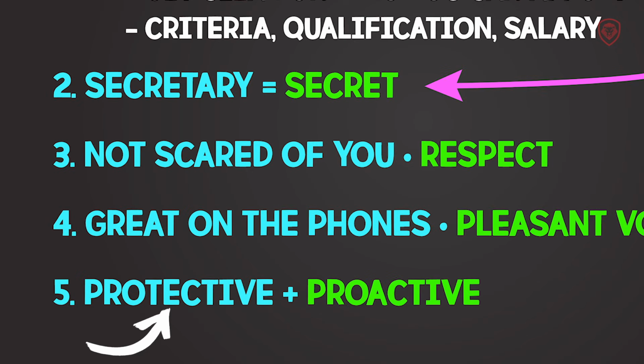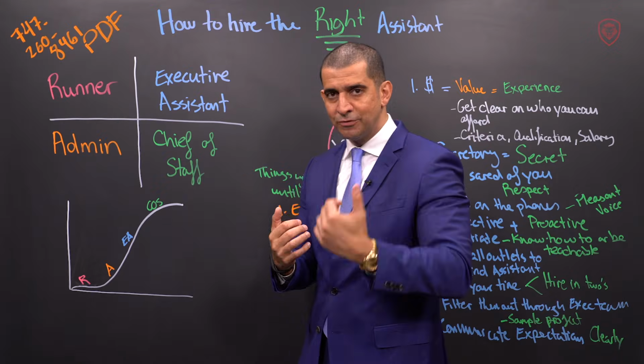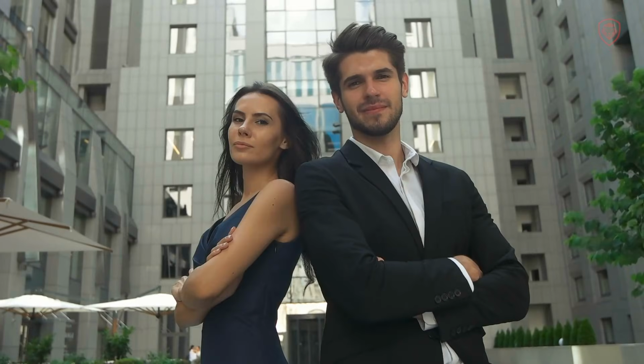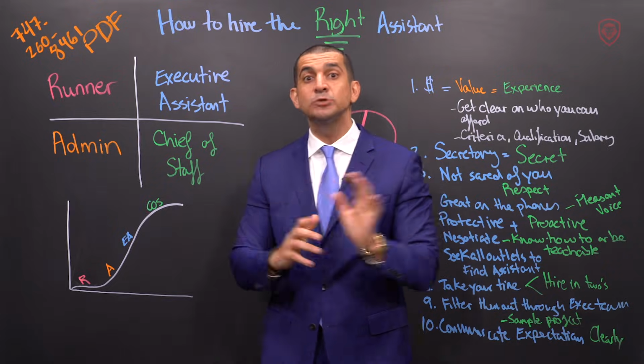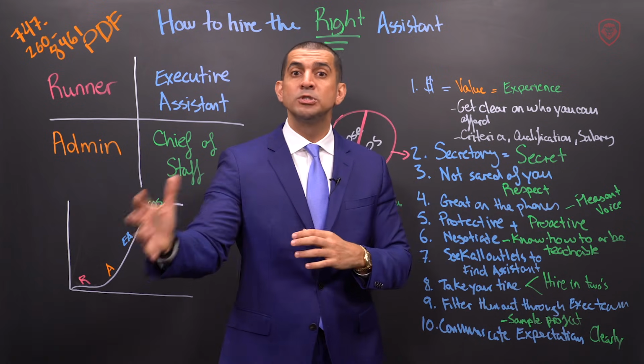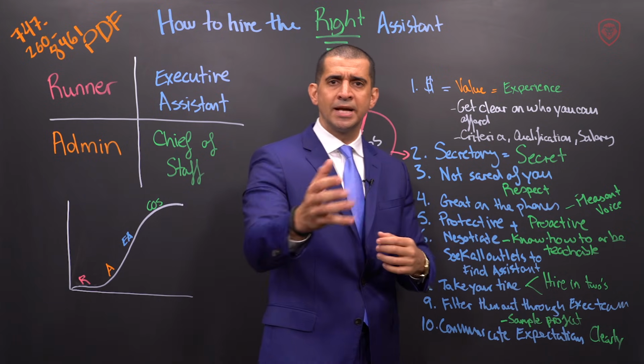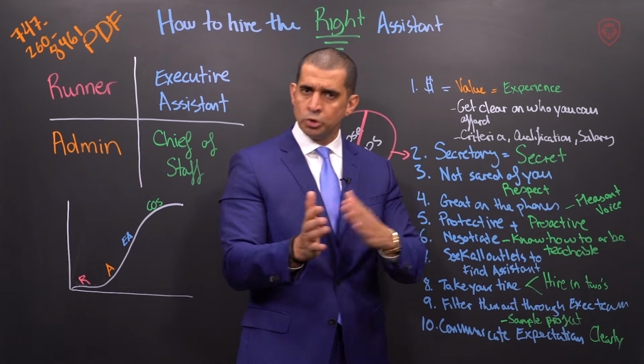Number 5, protective and proactive. You're protecting me. You're protecting the executive. You're protecting the CEO. You're protecting the CFO you're working for. You're very protective, yet proactive at the same time. Hey, I don't know about this, but let's think about doing this. Hey, I was looking at this, and I think it's important for us to do this. Hey, I noticed last week when you were doing this, do you want to go see the doctor?